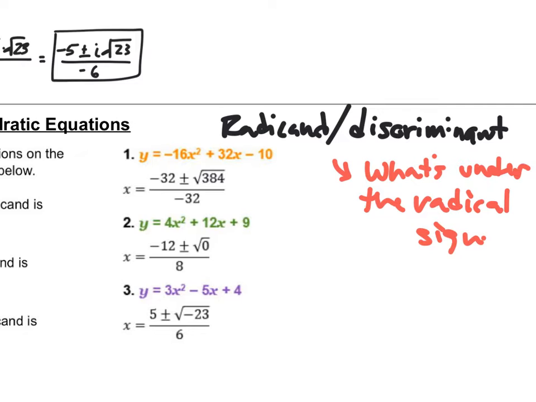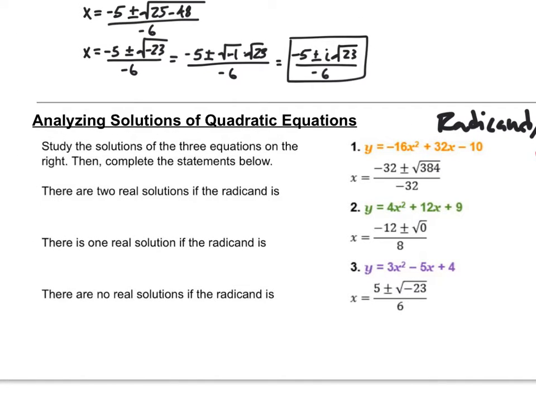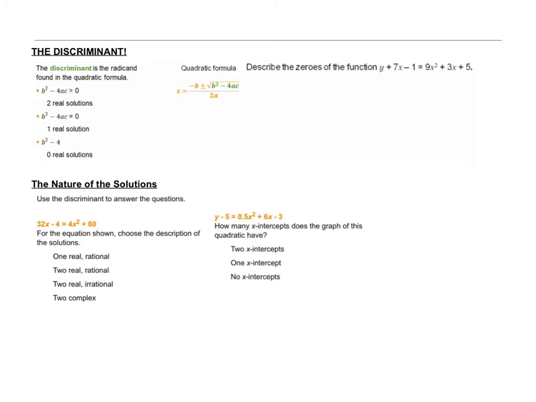And so what we know is that if the number is positive, there are two real solutions if the radicand is positive. We get one real solution if the radicand is 0. We get complex solutions, meaning no real solutions, if we have a radicand that is negative. And that's the idea, and that's what the discriminant is. It's that value of b squared minus 4ac.